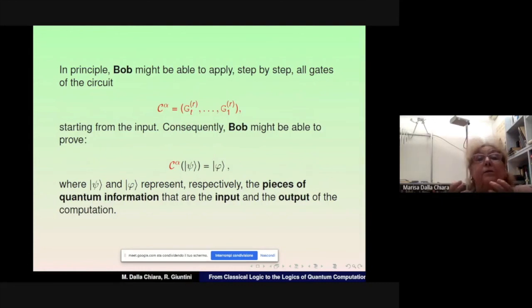In principle, Bob might be able to apply step by step all gates of the circuit, that is the gate tree of our formula alpha, starting from the input. Consequently, Bob might be able to prove that the alpha circuit applied to the input psi gives rise to the output phi.